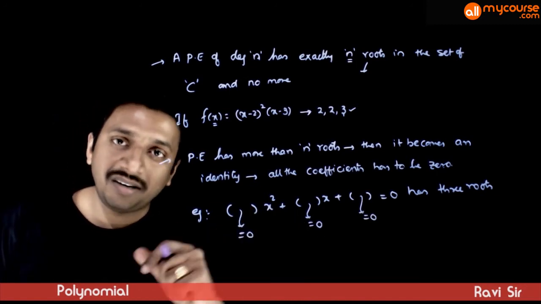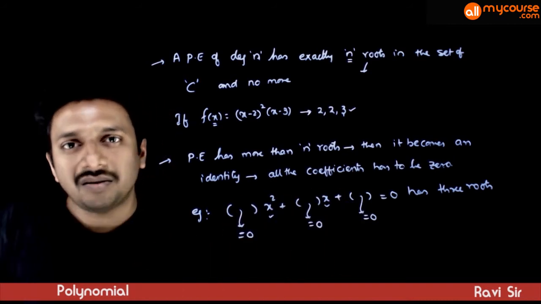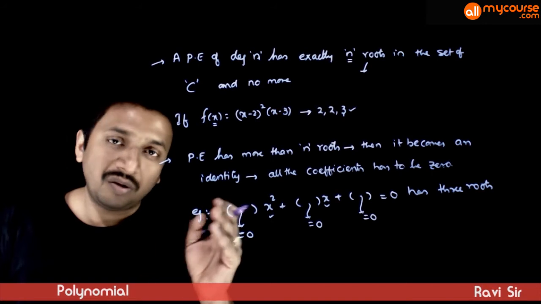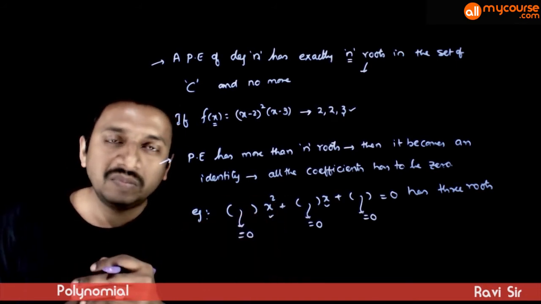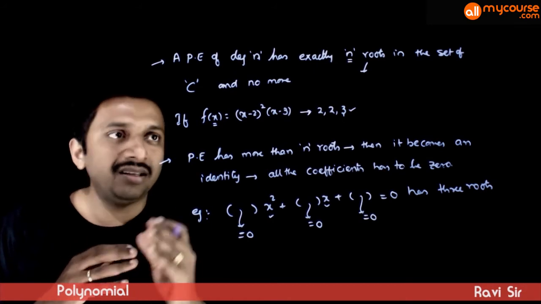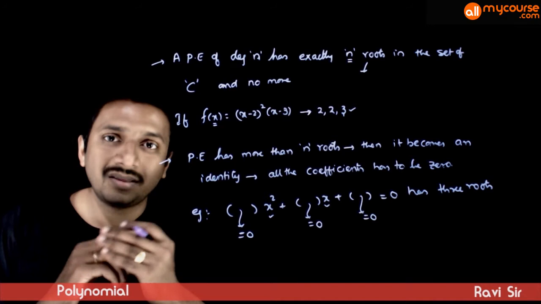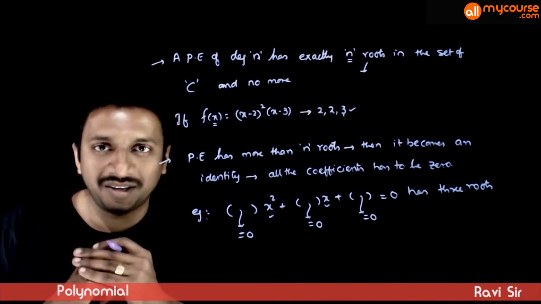Then this becomes an identity. It means for whatever value of x, this equation is valid. So for any polynomial equation whose coefficients are not all 0, there are exactly n roots corresponding to a degree n. This is called the fundamental theorem of algebra and the most important theorem.